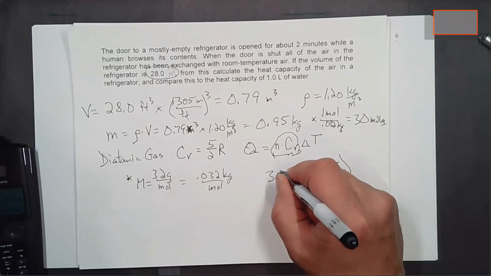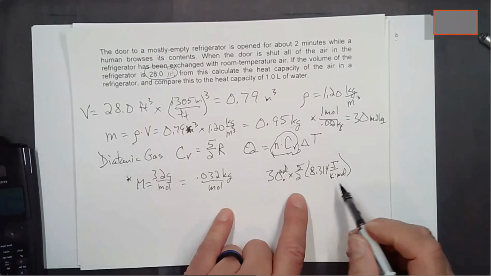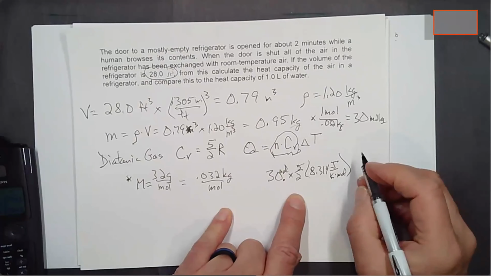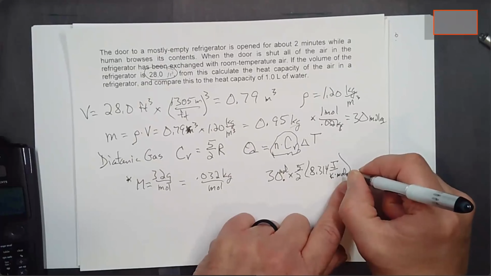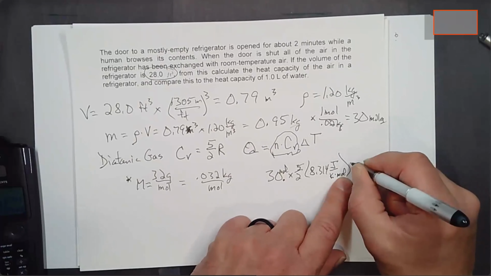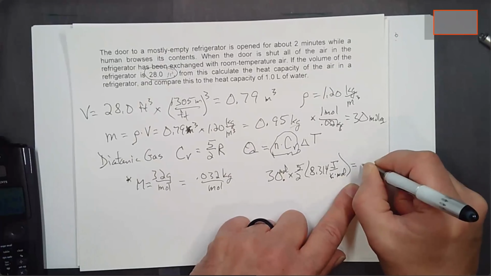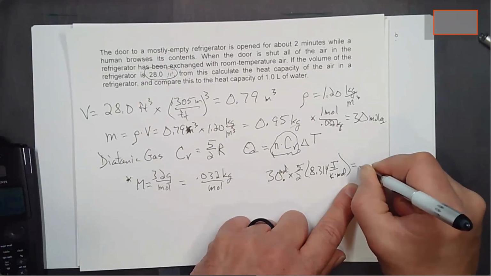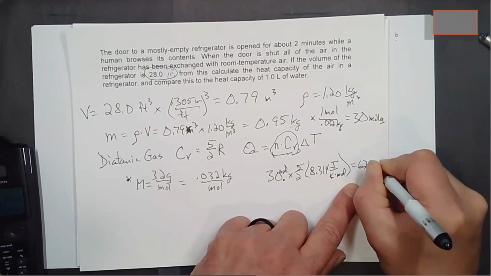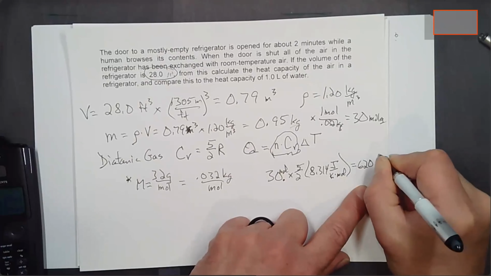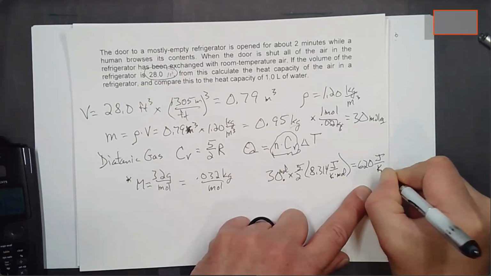Oh, and this is moles. So this will be a result in joules per Kelvin, and I get about 620, well, let's just say 620 for comparison, joules per Kelvin.